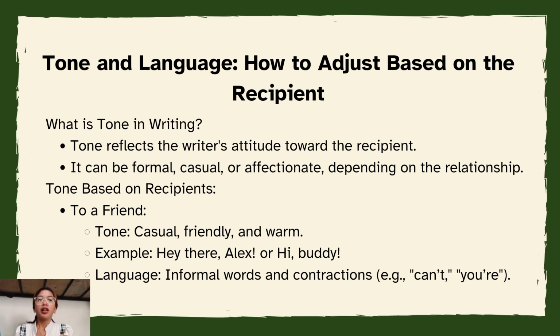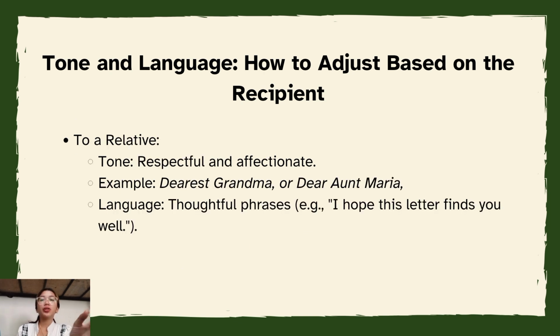Here, there are tones based on the recipients, like to a friend. For example, the tone is casual, friendly, and warm, like "Hey there, Alex," or "Hi, buddy." And the language used is informal words and contractions like can't or you're. To a relative, of course, your tone must be respectful but still affectionate, for example, "Dearest Grandma" or "Dear Aunt Mariam."